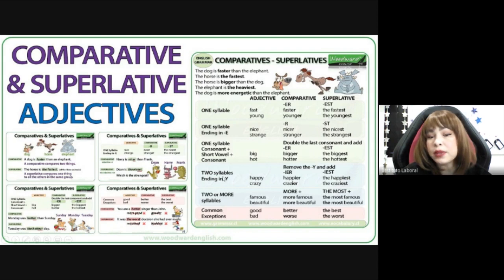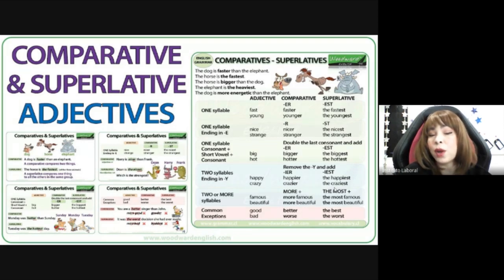When we have a two syllable adjective ending in Y, we remove the Y and add IER, or in the case of the superlative, IEST. Happy, happier, the happiest. Crazy, crazier, the craziest. Remember, we can also use the forms more happy, more crazy. When we have two or more syllable adjectives, we need to add the word more for the comparative or the most for the superlative. Example, famous, more famous, the most famous. Beautiful, more beautiful, the most beautiful.